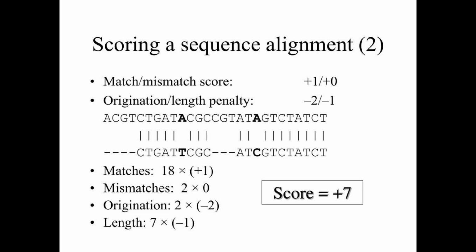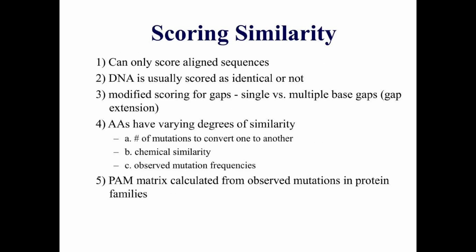So 18 plus 2 into 0, 0 plus 2 into -2, -4, and 7 into -1, -7. -7 plus -7 and -4 becomes -11. So 18 minus 11, the score is 7 in this case. Scoring similarity: we can only score aligned sequences. DNA is scored as identical or not.